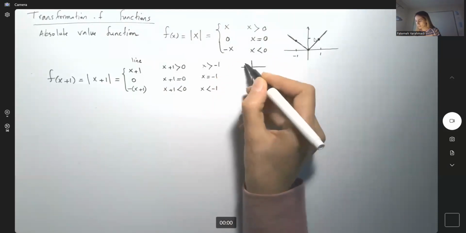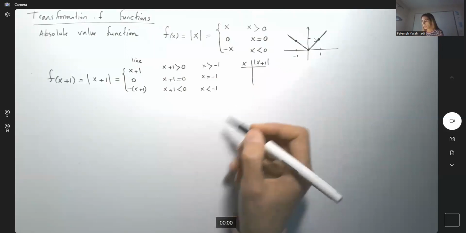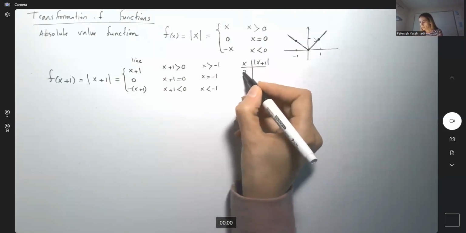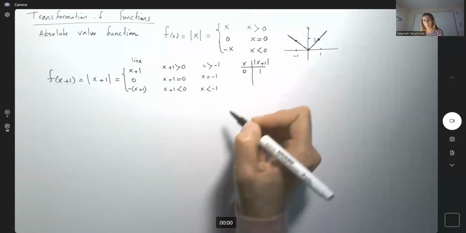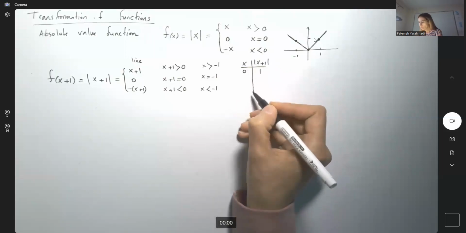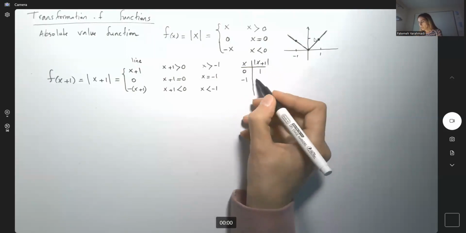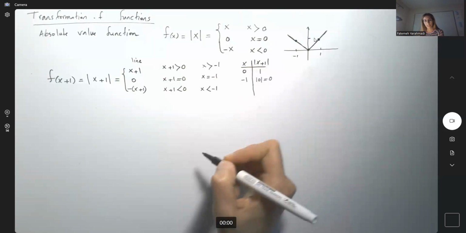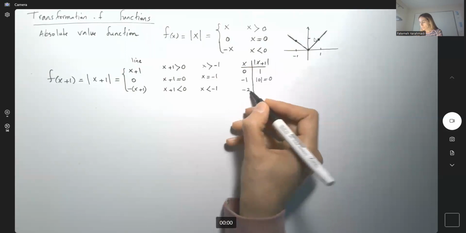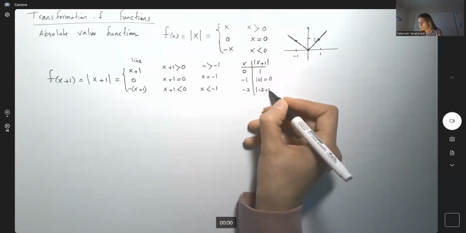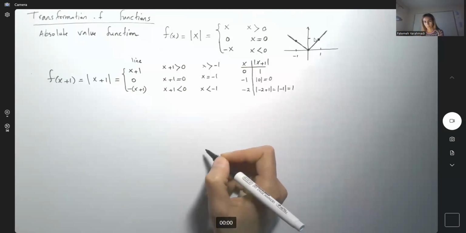Now here you have x, and you have absolute value of x plus 1. So if x is equal to 0, I get absolute value of 0 plus 1, or 1, and I get 1 back. If x is equal to negative 1, I get absolute value of negative 1 plus 1, or absolute value of 0, or 0 back. If x is, for example, negative 2, what do I get? I get absolute value of negative 2 plus 1, or absolute value of negative 1, or 1 back. Very good.